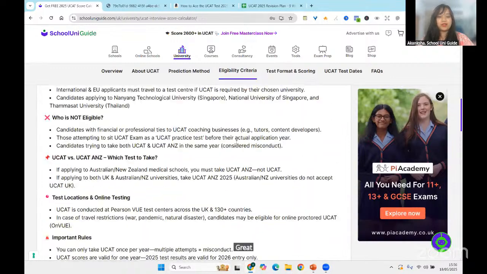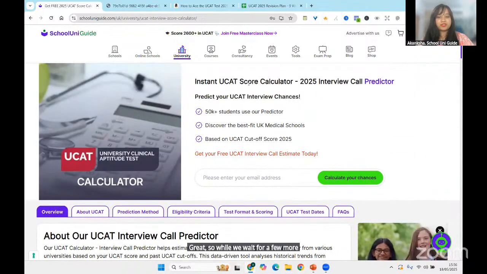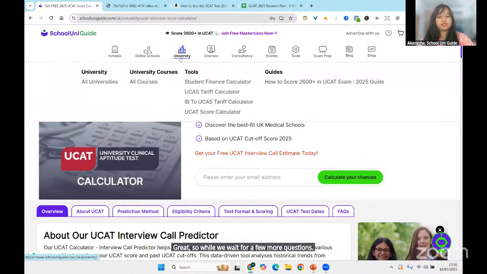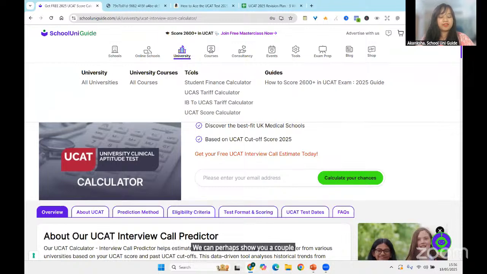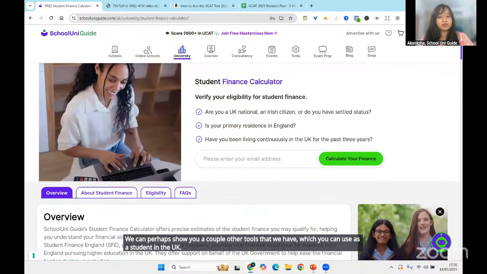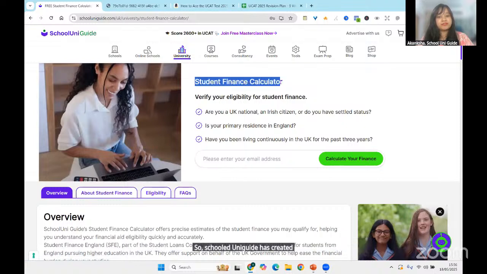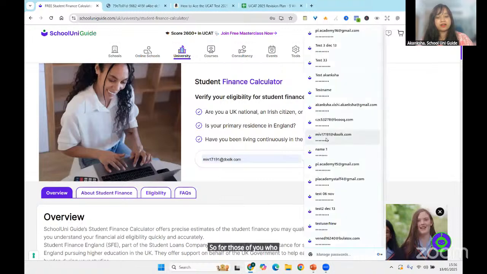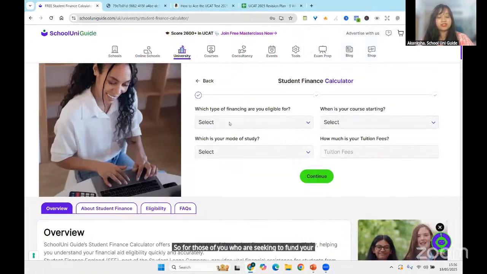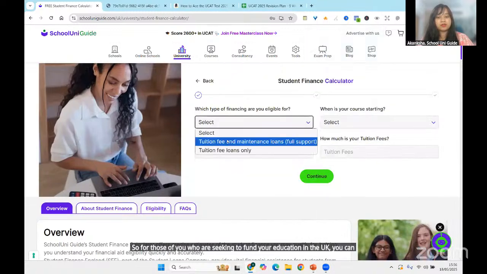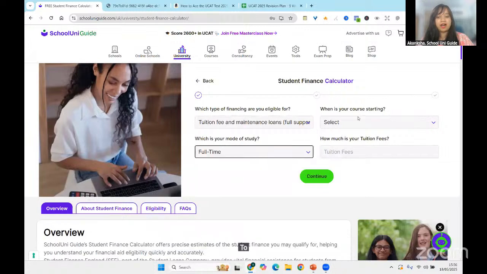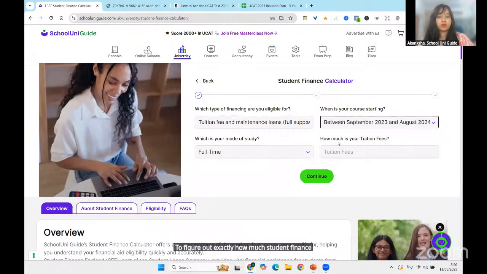Great. So while we wait for a few more questions, we can perhaps show you a couple of other tools that we have, which you can use as a student in the UK. SchoolUniGuide has created a student finance calculator as well. So for those of you who are seeking to fund your education in the UK, you can use this tool to figure out exactly how much student finance you could qualify for.